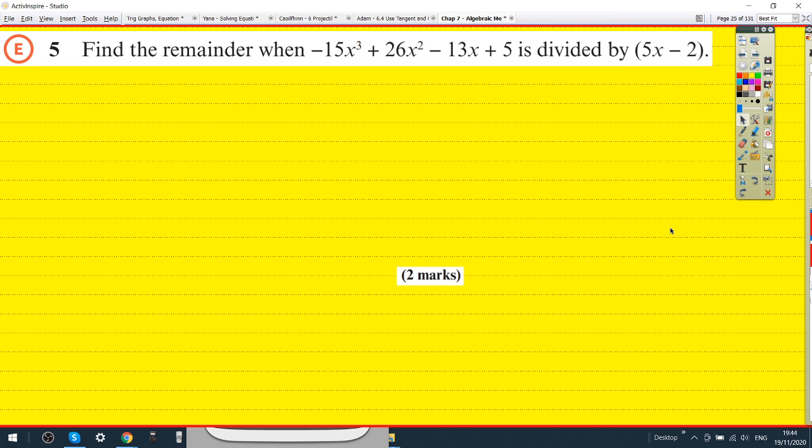It's only worth 2 marks, so it has to be a quick way. We don't have to use long division. What way did we just find the remainder? Subbing in. Oh, sub in plus 2. 5x minus 2 equals 0. Oh, then you divide it by 5, don't you? Solve for x.